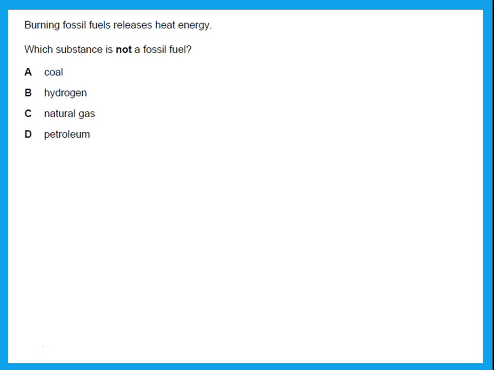Burning fossil fuels releases heat. Which substance is not a fossil fuel? Remember, a fossil fuel means a fuel that is obtained from remains of plants and animals, and you should remember which ones are fossil fuels. Coal is a fossil fuel, petroleum is a fossil fuel, natural gas is a fossil fuel, but hydrogen is not. Okay.